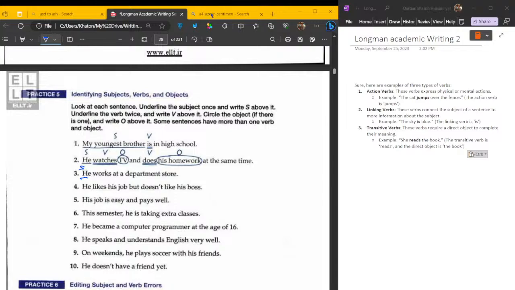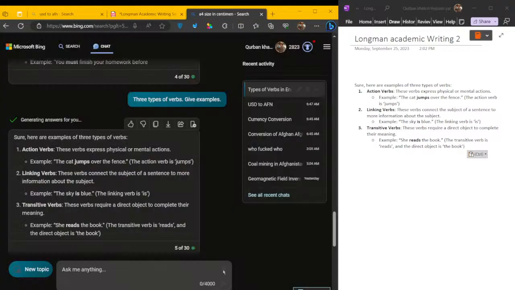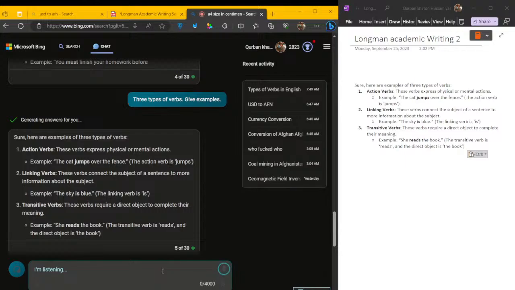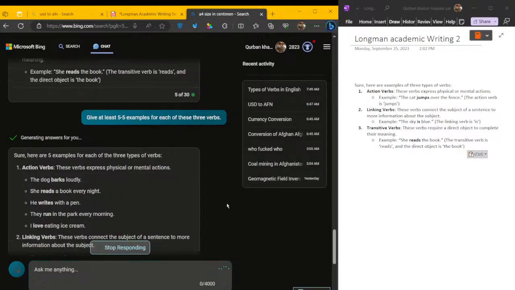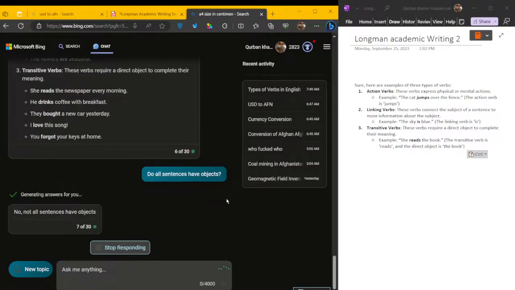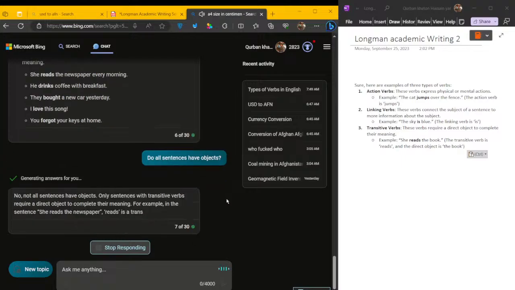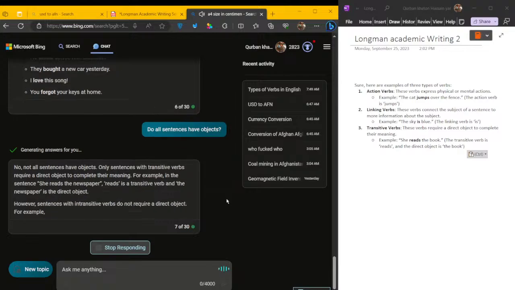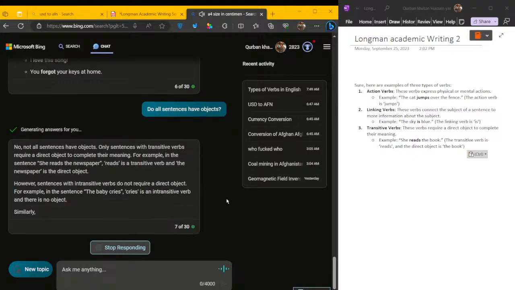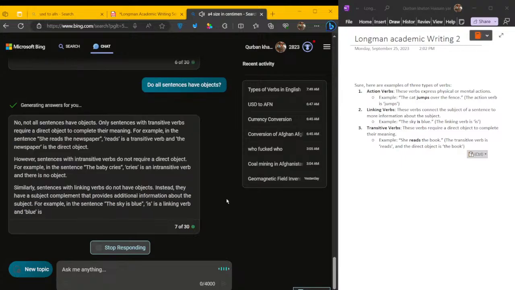Okay, let's ask about the object as well, because this seems a little bit tricky. What is the object in a sentence? Do all sentences have objects? No, not all sentences have objects. Only sentences with transitive verbs require a direct object to complete their meaning. For example, in the sentence, she reads the newspaper, reads is a transitive verb and the newspaper is the direct object.